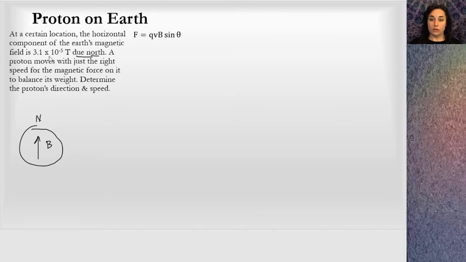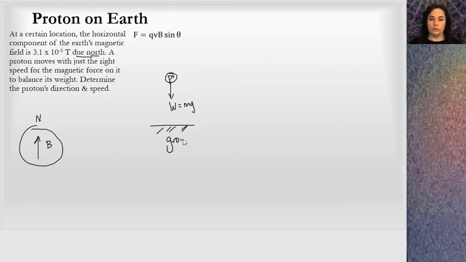And the magnetic field, the magnitude is right there, 3.1 times 10 to the 5th. It says determine the proton's direction and speed. So if we want the magnetic force to balance its weight, let's draw a free body diagram of the proton. Here's the proton, and I know that the weight on a proton is downward, like here's the ground.